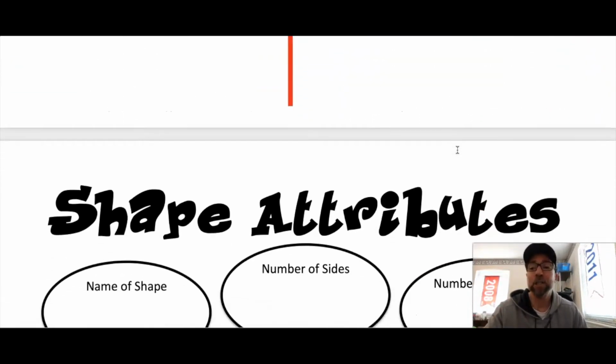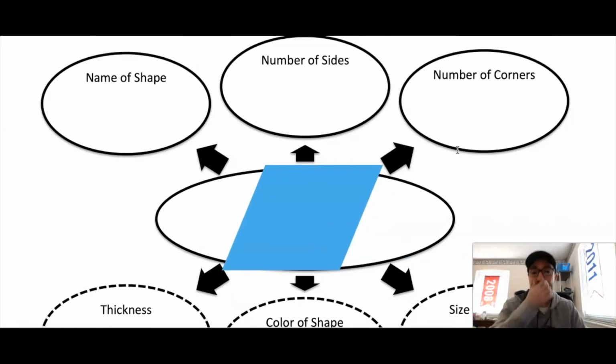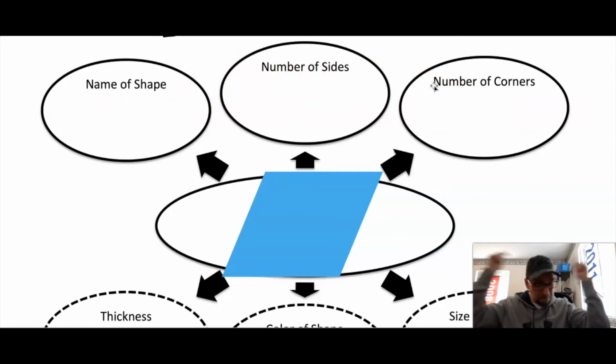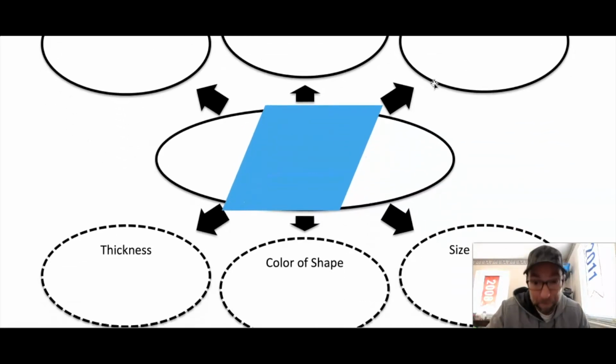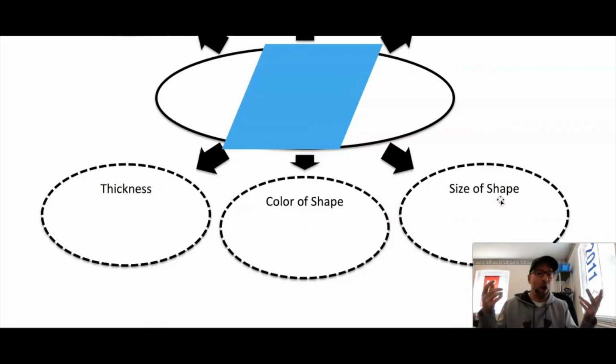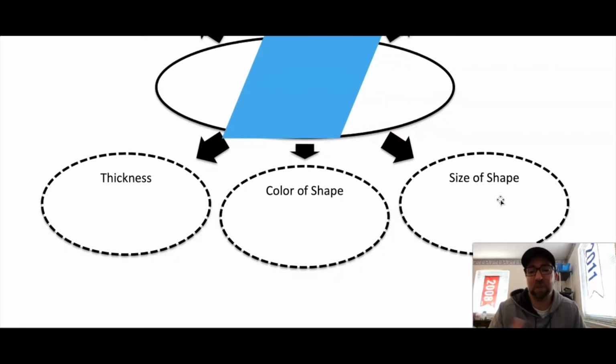Let's take a look at our shape attribute web. Here is a shape in the middle. Notice on our web we have 3 attributes at the top. These are the defining attributes. Every one of these shapes must have this. If you look at the bottom of the web, all of these attributes are non-defining. It's like our size, our color, whether it's thick or thin, long or short, green or blue. They're all non-defining because rectangles can be different this way, or any shape can be different this way.